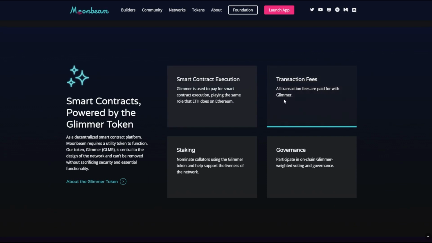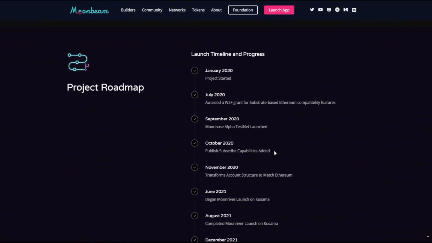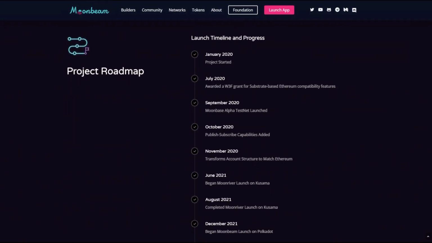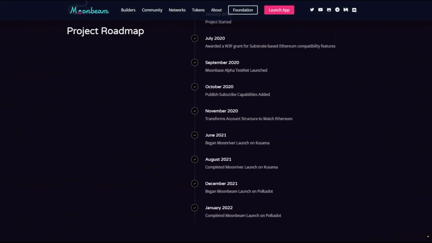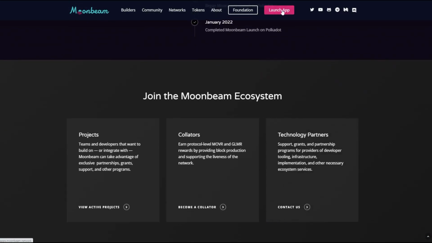Very low transaction fees, and they're all paid by Glimmer. Smart contract execution, staking available as well if you want to earn a passive income, and on-chain Glimmer weighted voting and governance as well. When it comes to the project roadmap, these guys started in January of 2020, and by January of 2022, they will complete the Moonbeam launch on Polkadot and enable all of these features that I just talked about. You can check out the app up here.